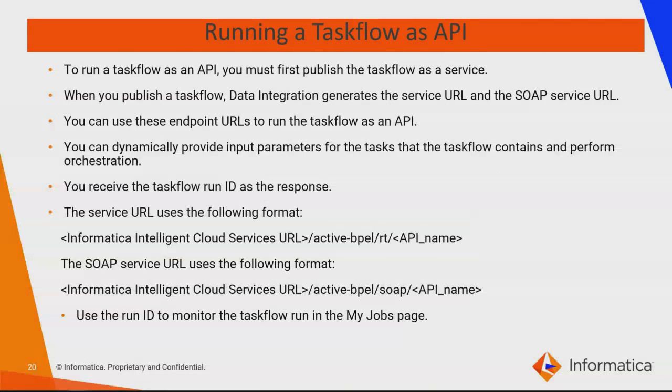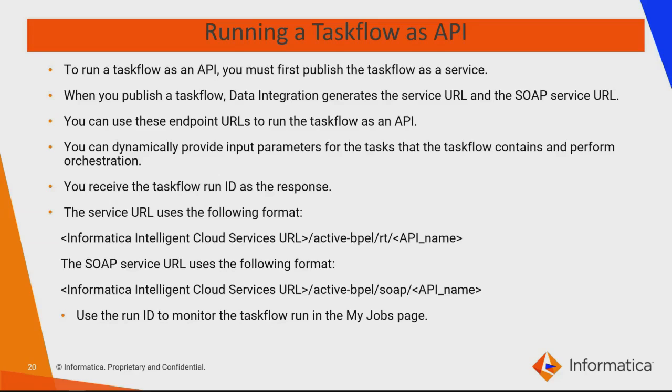As we discussed, you can also run a task flow as an API. Let's look at some of the common information when you invoke a task flow as an API. To run a task flow as an API, you must first publish the task flow as a service. When you publish a task flow, Data Integration generates the service URL and the SOAP service URL. You can use these endpoint URLs to run the task flow as an API. You can dynamically provide input parameters for the task flow and perform orchestration. You receive a run ID as a response to a request that you make to the task flow.